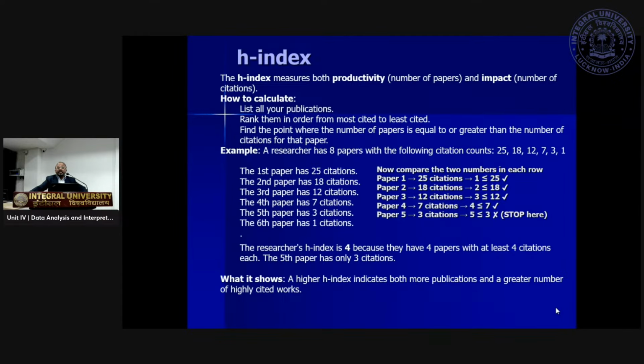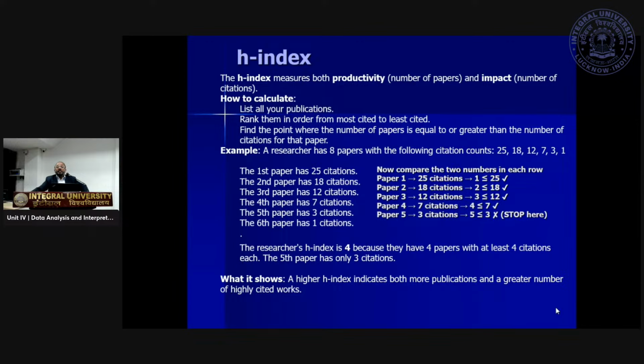Next is the H index, which is also based on citations. So the Google Scholar website will show your citations, H index as well as i10. Once your number of publications increases, then it will come. So the H index measures both productivity, the number of papers, and impact, the number of paper citations. How many people have cited your papers? कितने लोगों ने मेरे पेपर का रेफरेंस दिया है अपने पेपर में?